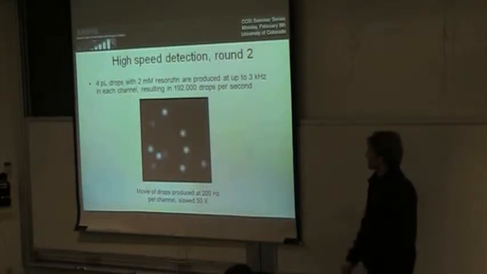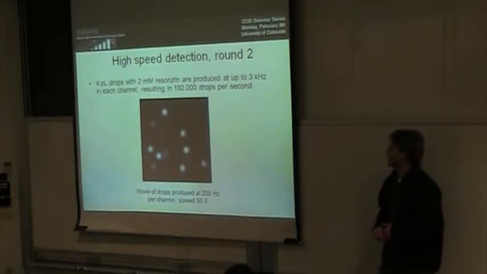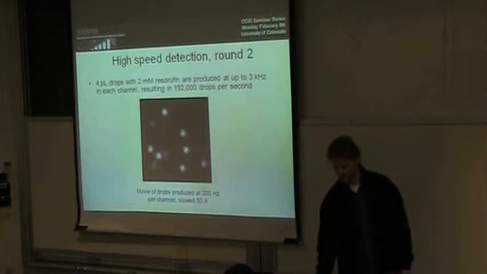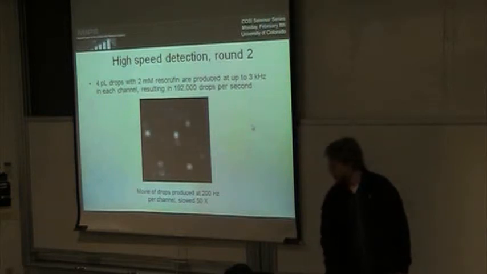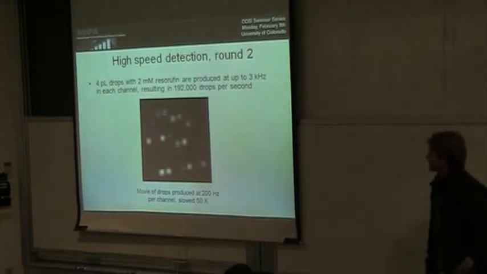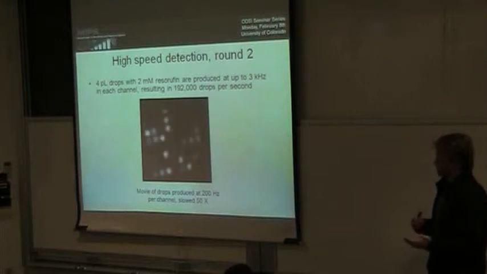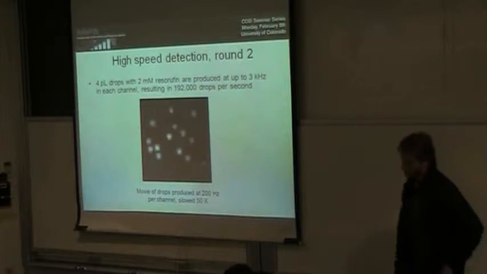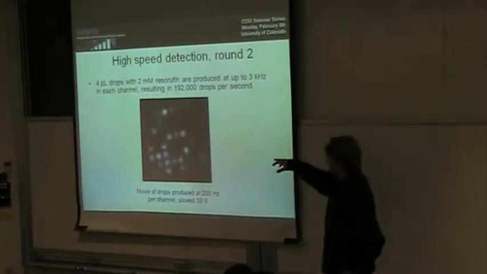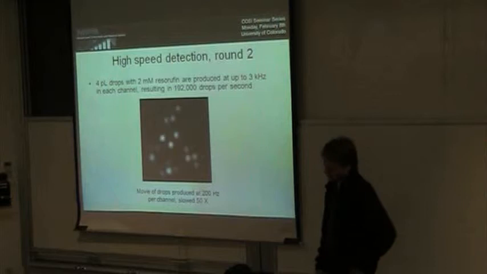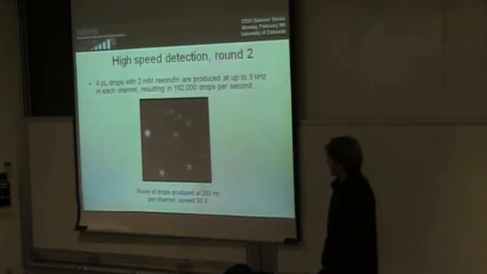And then we can go pretty fast. We're producing drops at a rate of 3,000 per second in each channel. We have 64 channels. This is running a little slower than our max, but this is what the movies look like that you can collect. So you collect this huge image stack that you can later analyze. This movie is slowed down by a factor of 50. I think this movie is showing drops being produced at a rate of 20,000 per second, so we could go another 10 times faster. But the signal-to-noise ratio isn't as good.